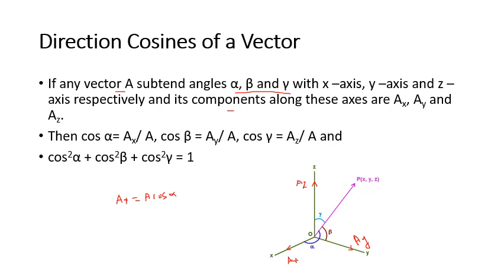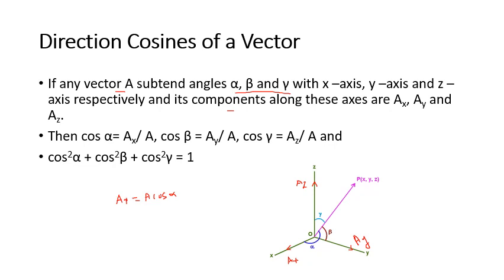And similarly Ay equals A cos beta, and Az, the third component, is equal to A cos gamma. So this we saw in the previous slide itself.